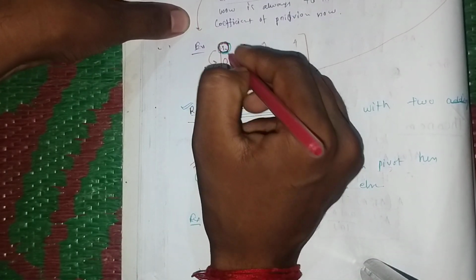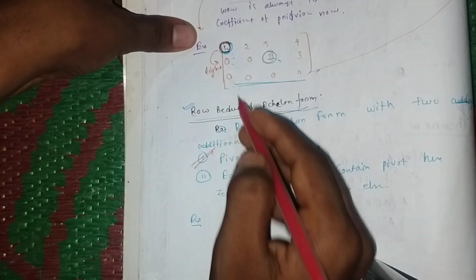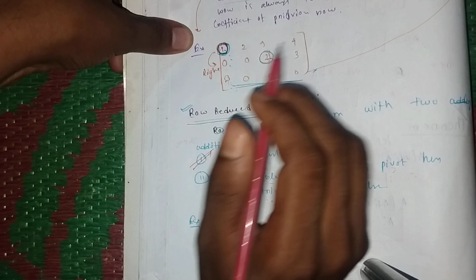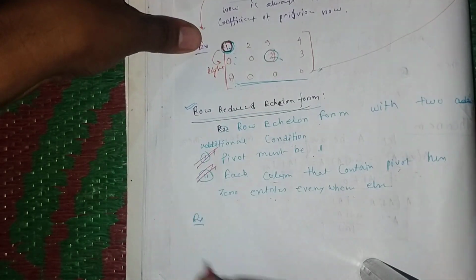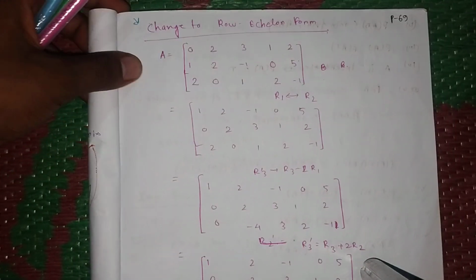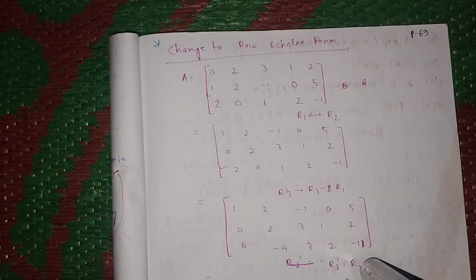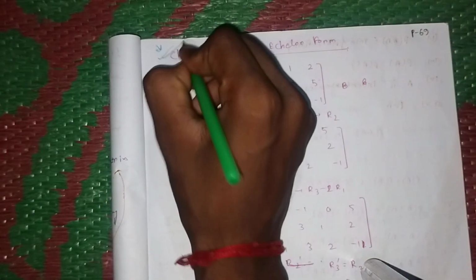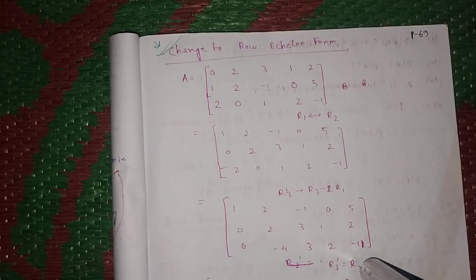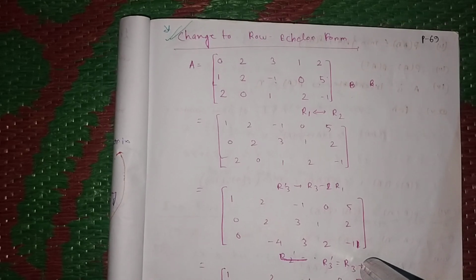So all the other entries of this row in this column should be 0. It is one, as we say. Okay, now you can see here an example. The example says: change to row equivalent form.